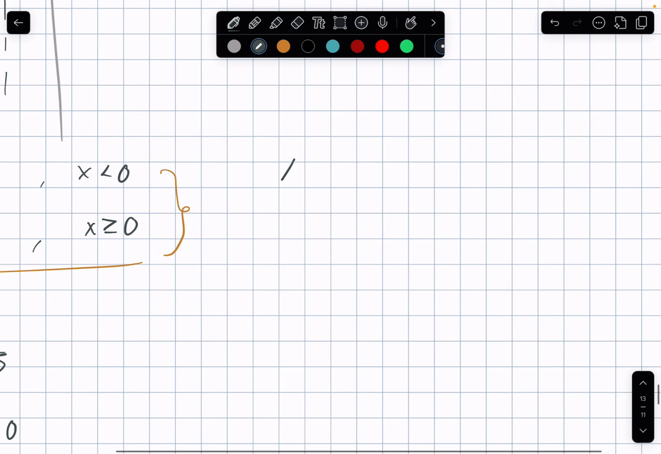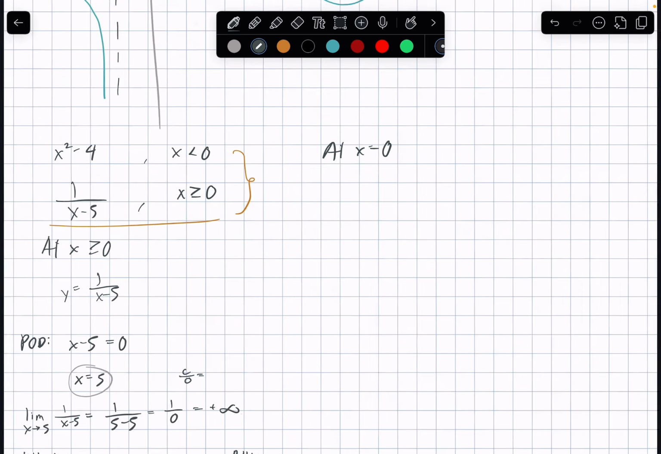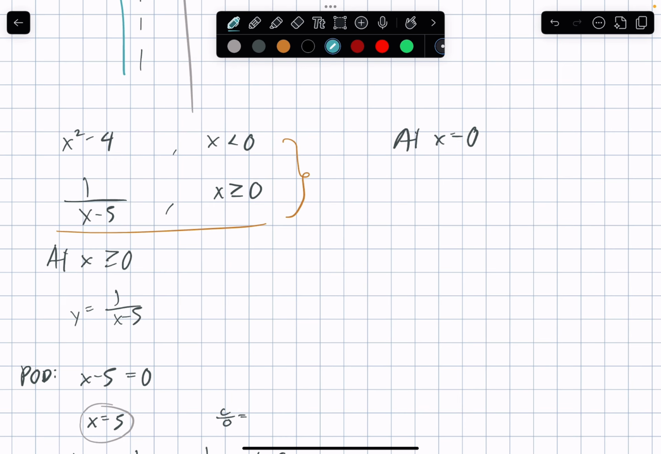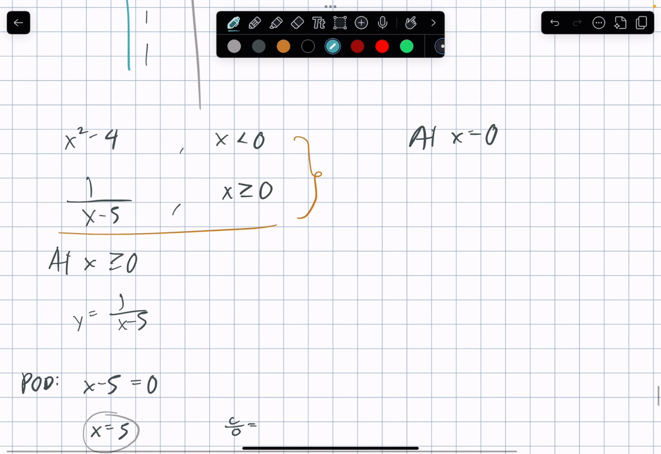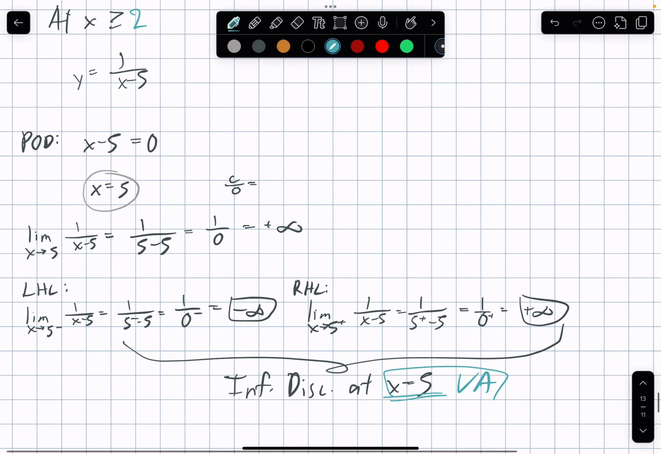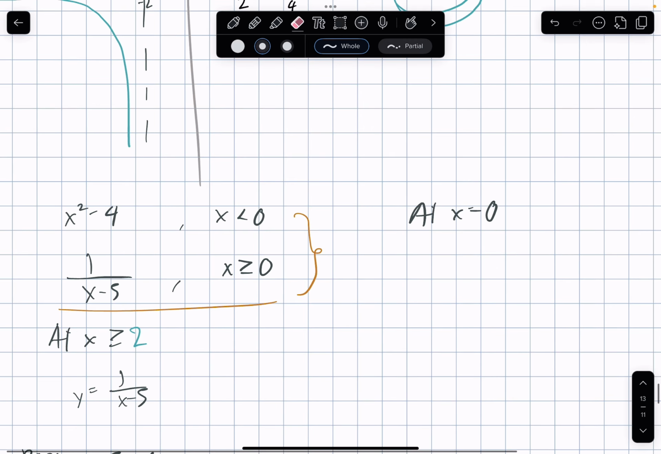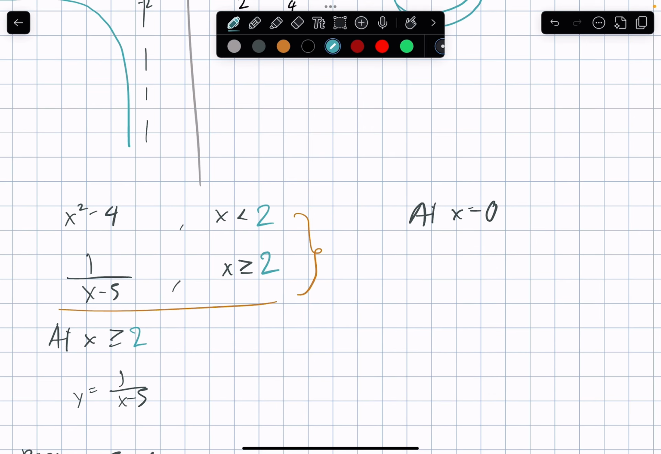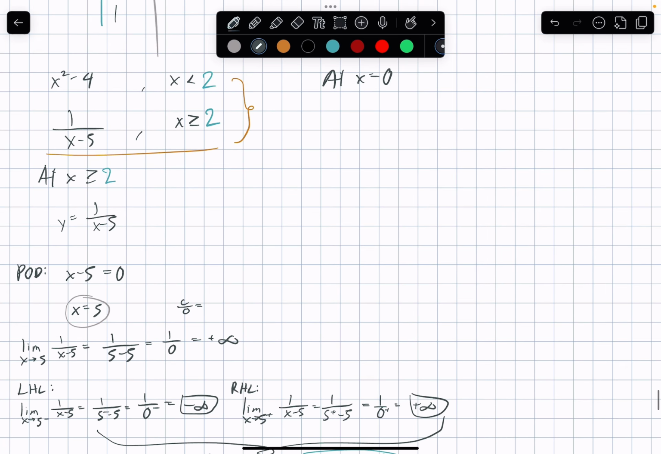Next, at x is equal to 0, ooh, okay. I just remembered something that is a mistake from my professor. So apparently this is supposed to be 2, not 0. Both of them. So we cannot say at x is equal to 0. It's supposed to be at x is equal to 2.